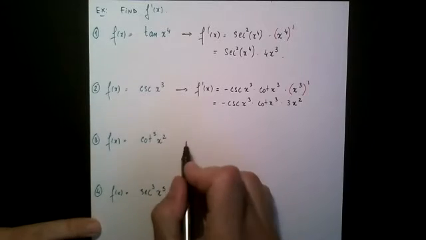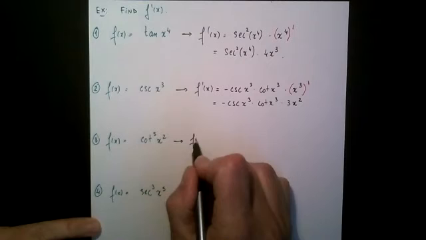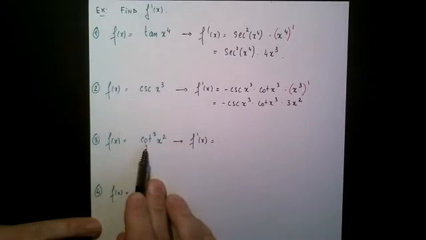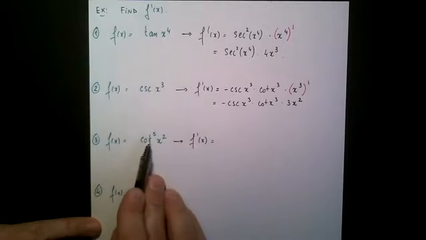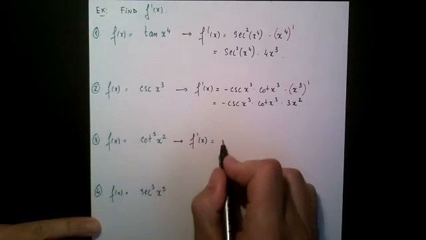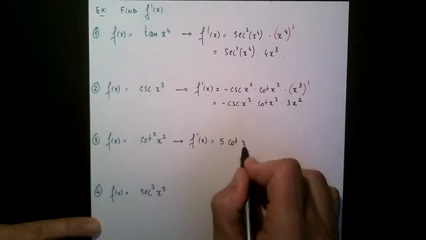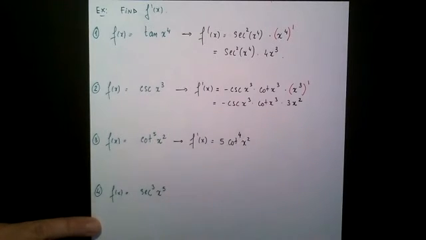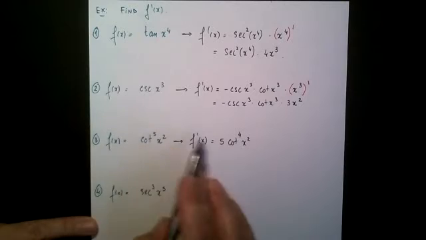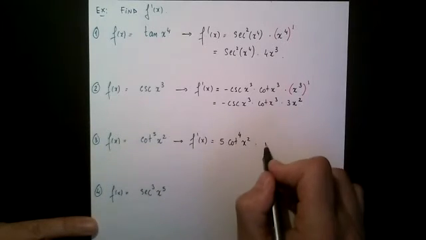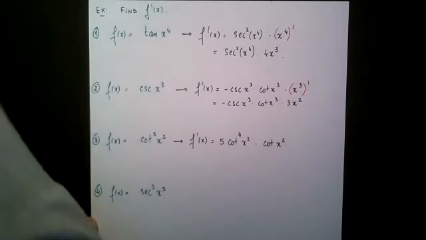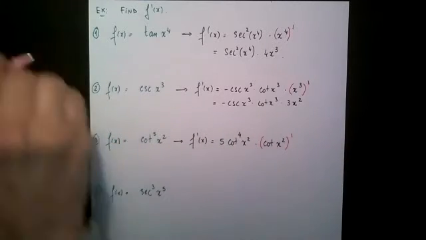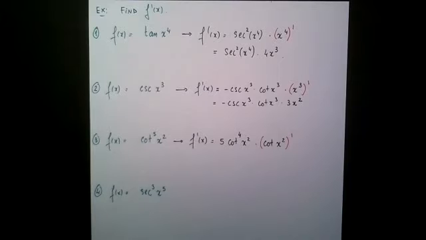Okay, next one, a bit more complicated. Now we have a cotangent, but the cotangent is to the power of 5, so we have to derive the power of 5 first. 5 times cotangent of x^2 to the power 4. Power rule. Times the derivative of the cotangent of x^2. We took care of the power 5, now we take care of the cotangent, and then the x^2. So there are 2 generations of chain rules here.